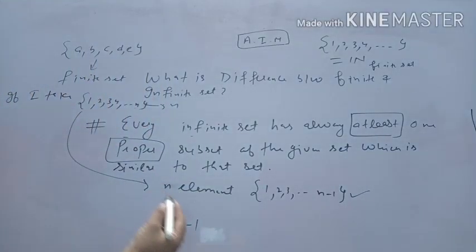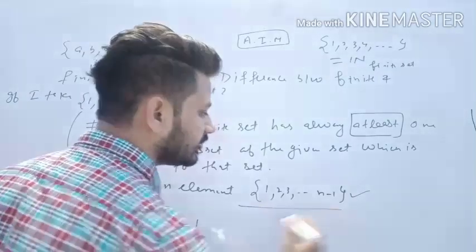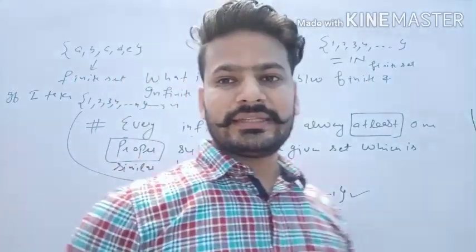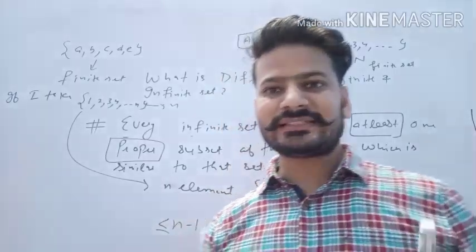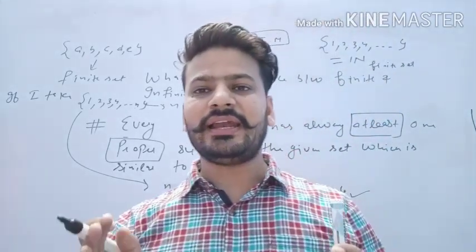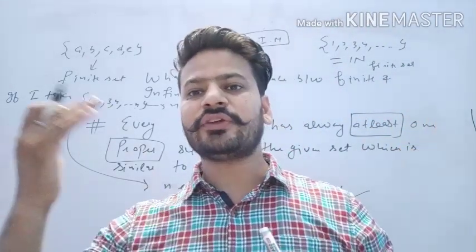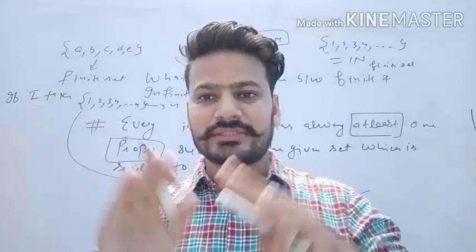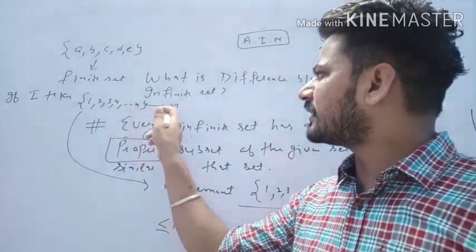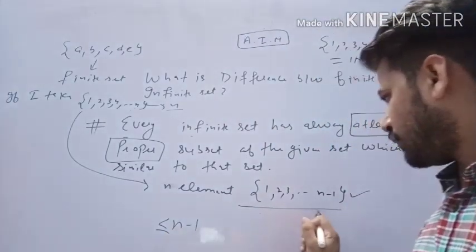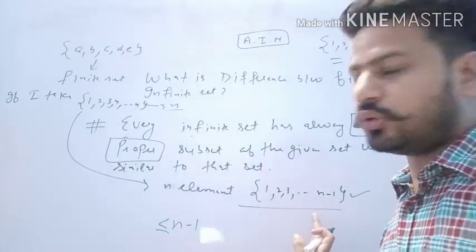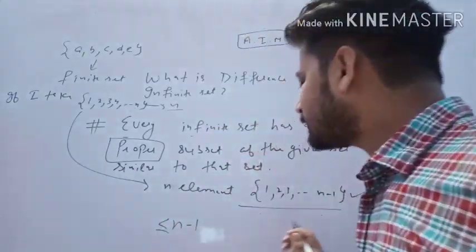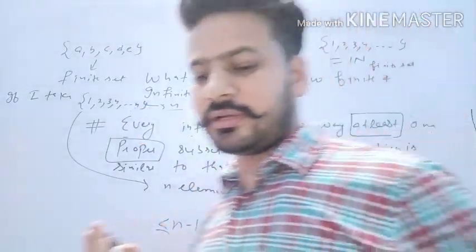Now if the proper subset has n minus 1 elements and the given set has n elements, we can't say these sets are similar. We know that sets are similar when the cardinality of set A and the cardinality of set B are the same. But in this case the set has cardinality n and the proper subset has cardinality n minus 1, so the cardinality is not the same, and that's why these sets are not similar.